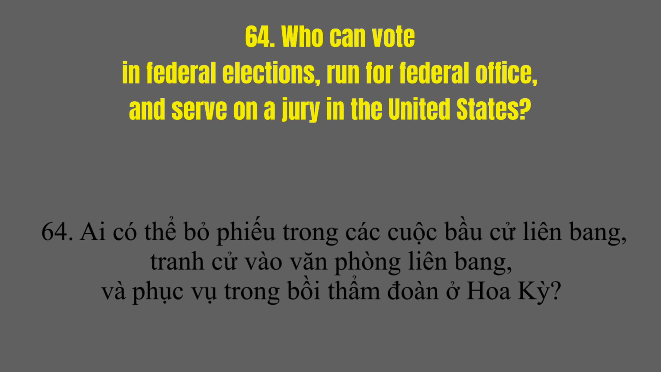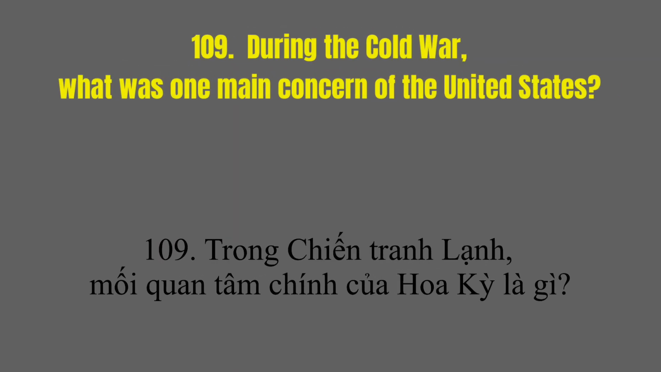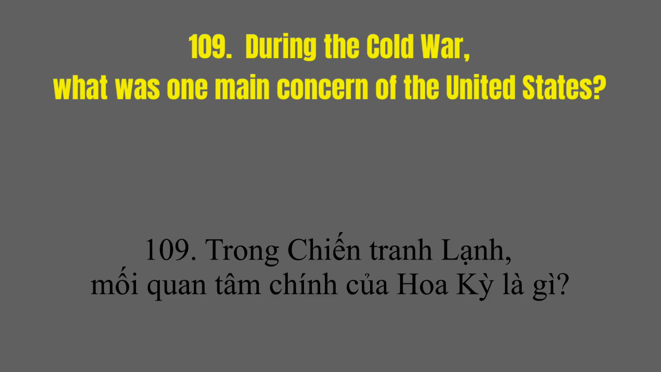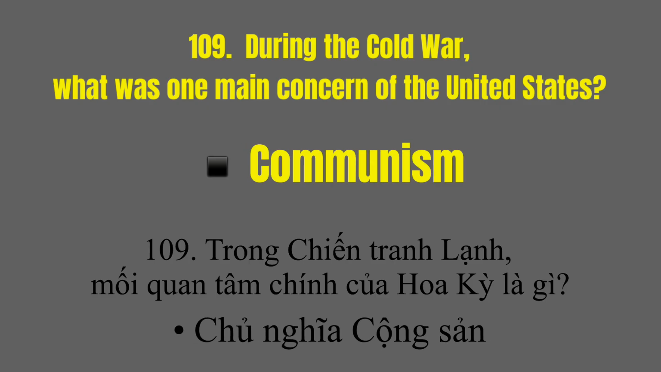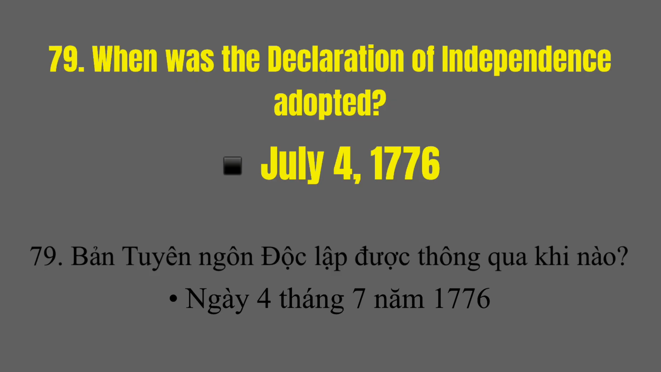Who can vote in federal elections, run for federal office, and serve on a jury in the United States? U.S. citizens. During the Cold War, what was one main concern of the United States? Communism. When was the Declaration of Independence adopted? July 4, 1776.